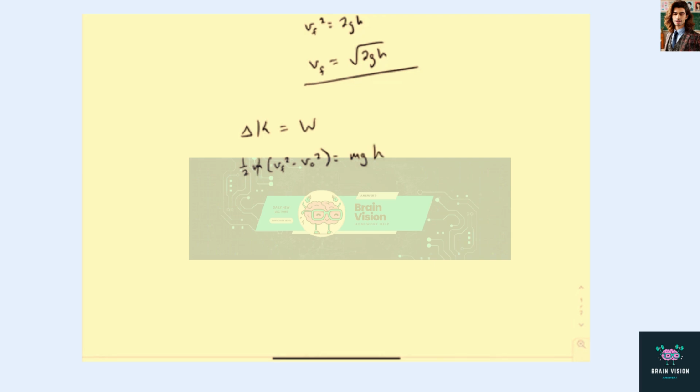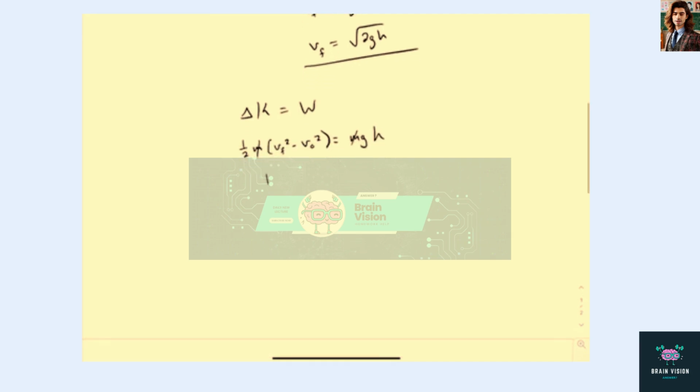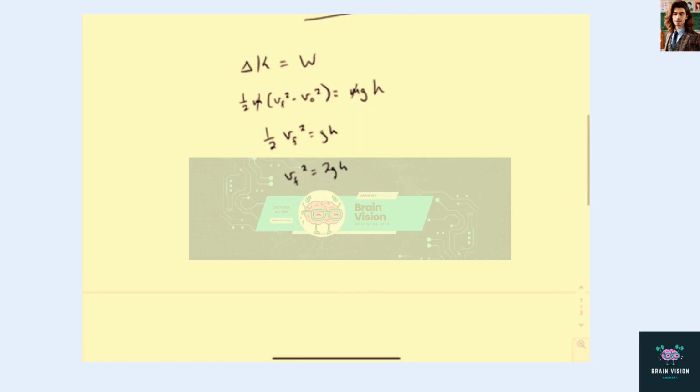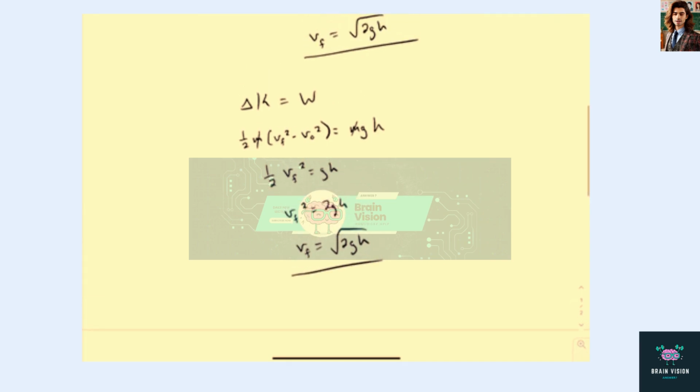So you can see where we're going. This is going to end up being the same thing. Our initial velocity is 0, so this is 1/2 vf squared equals gh. And vf squared equals 2gh, and again we'll just take the absolute value so we don't have to worry about plus or minus. So the speed of the ball is again the square root of 2gh. So it doesn't matter which method we use, we get the same answer.